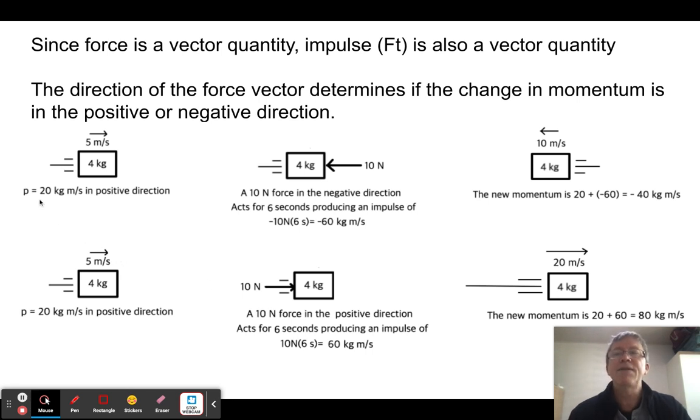So look at this. I've got a 4 kilogram object moving at 5 meters per second in the positive direction. It has positive 20 kilogram meters per second of momentum. Now, if I apply a 10 Newton force in the negative direction for 6 seconds, F times t, negative 10 times 6 gives me negative 60 units of momentum change, of impulse. So I had 20 minus 60, I end up with negative 40 as my new momentum. All right, because I had a change of negative 60 momentum units.